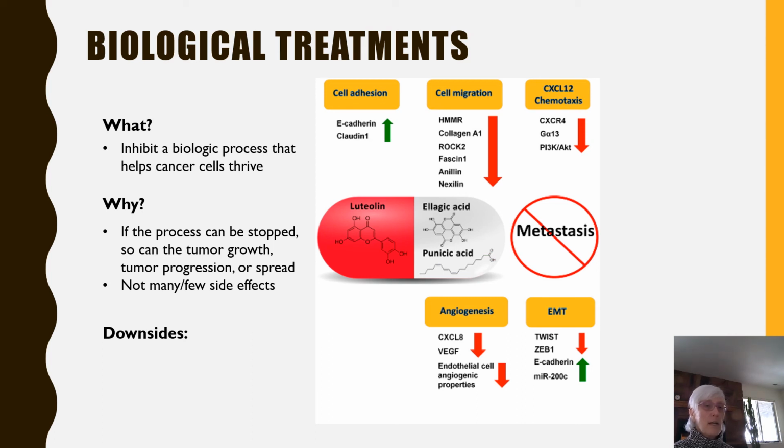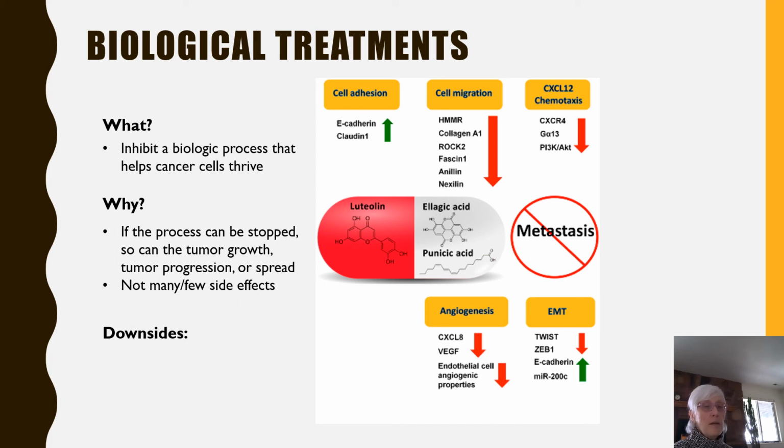So again, it's not targeting the cancer cells specifically, but rather targeting biologic processes that help tumor cells sort of tangentially. I say not many or few side effects, but it depends upon which biologic target you are addressing. So, for example, on the lower part of this image, you see angiogenesis as one of the potential targets of biologic treatment. Angiogenesis is a fancy word for saying blood vessel development.